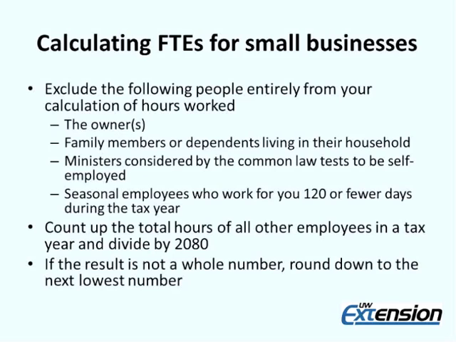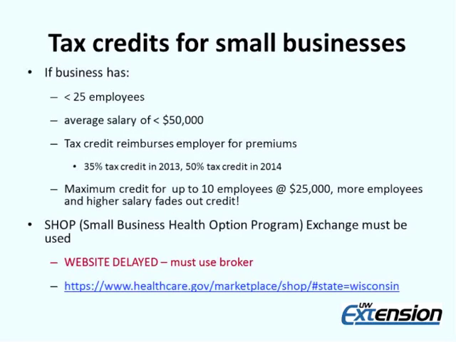Now, why do you need to calculate the full-time equivalent number? That's because there is a tax credit available for small businesses. So if the small business has less than 25 employees and their average salary is less than $50,000 a year, that business would be eligible for a tax credit. The maximum tax credit that the employer can get is 35% of the premiums that they paid for their employees. That was in 2013. In 2014, they can get up to 50% tax credit for the premiums that they paid.